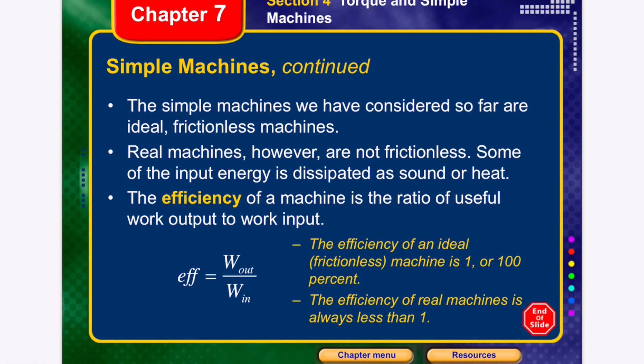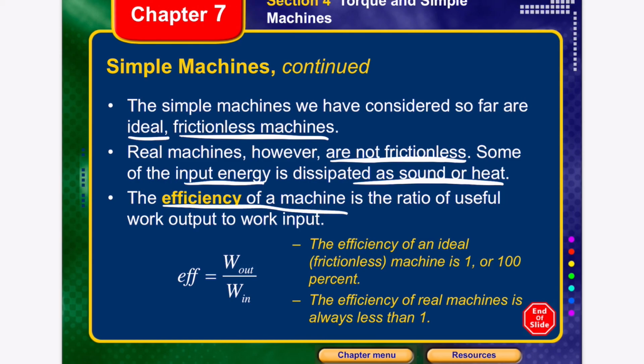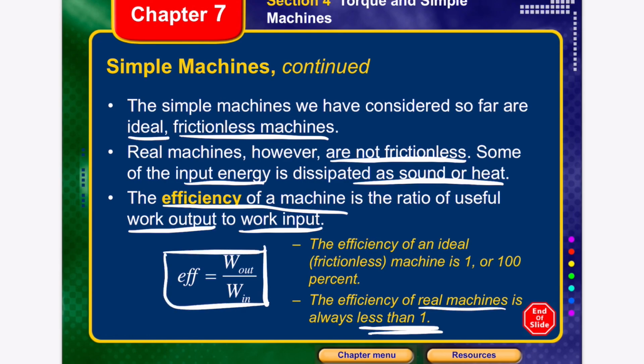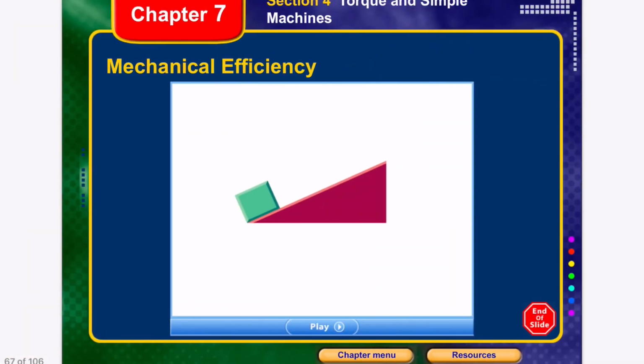Next, let's talk about simple machine efficiency. We always consider simple machines to be ideal or frictionless, but real machines are not frictionless. Therefore some input energy is dissipated as sound or heat. We calculate the efficiency of a machine as the ratio of the output to the input work. The efficiency of an ideal machine is 100% or 1, but the efficiency of real machines is always less than 1. So efficiency is the output divided by the input.